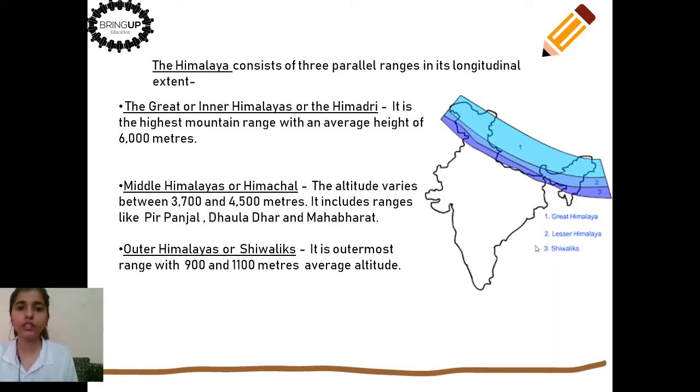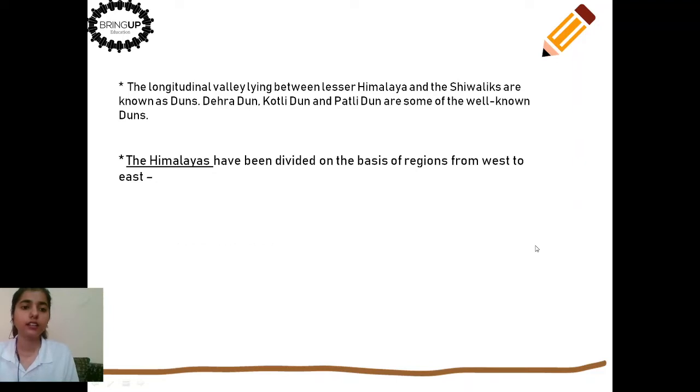That was all of the 3 parallel ranges. Moving on to next. The longitudinal valley lying between Lesser Himalaya and the Shivaliks are known as Duns. So the valley between the Lesser Himalayas and the Shivaliks are known as Duns, and some of the well-known Duns are as follows: Dehradun, Kotli Dun and Patli Dun.